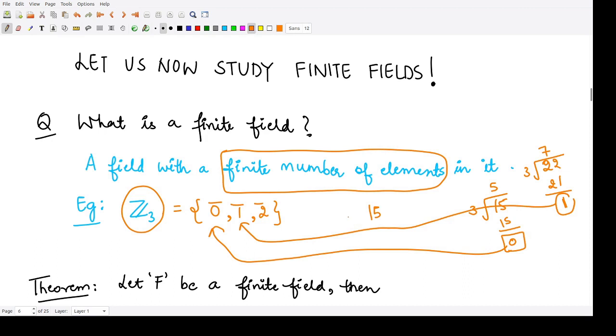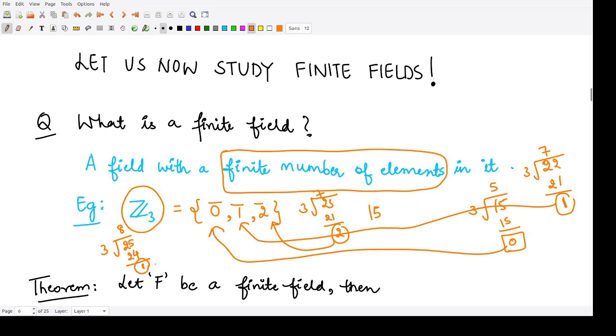And if you take some element, say 23, and divide that by 3, it will again go 7 times, 21, and the remainder would be 2. So it will go to the 2 class. Now suppose you take the element 25. When you divide this by 3, it will go 8 times, which is 24, and the remainder would be 1.